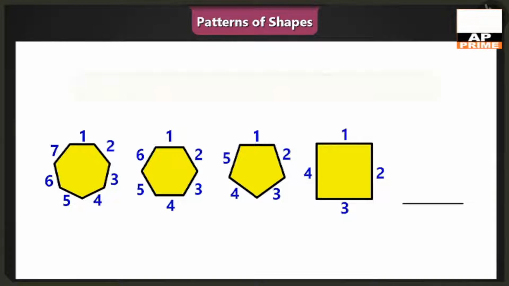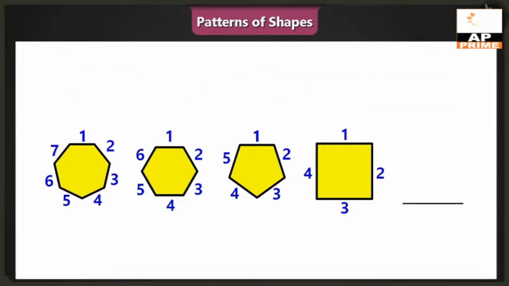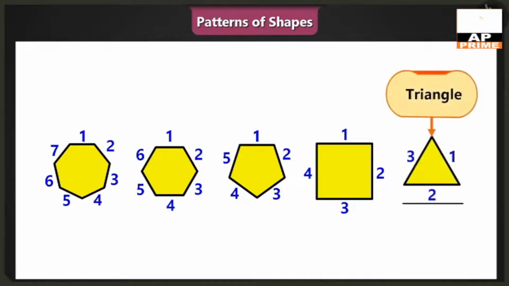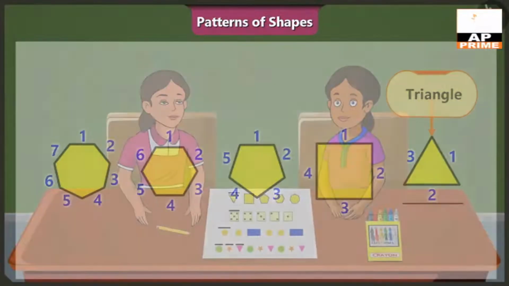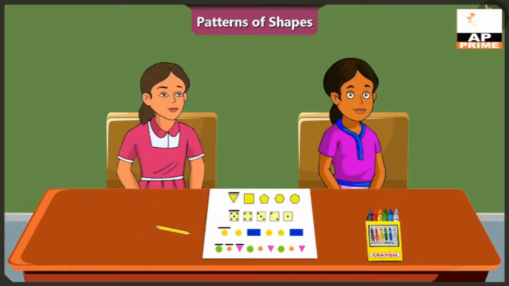So now tell me, in this pattern, which shape will come next? In this pattern, the next shape will be the three-sided shape, triangle. Wow, Binny, well done. You have solved this riddle really well. All right, let's go now. Okay, let's go.